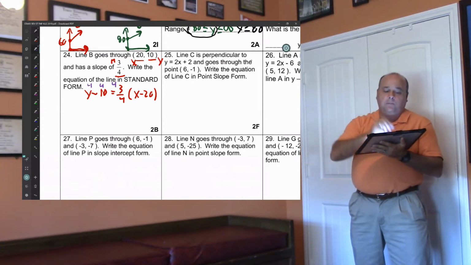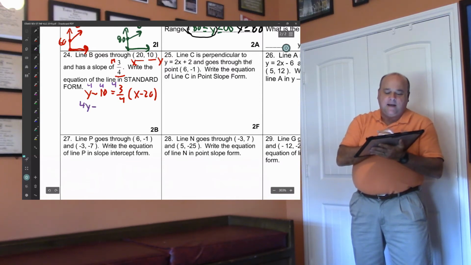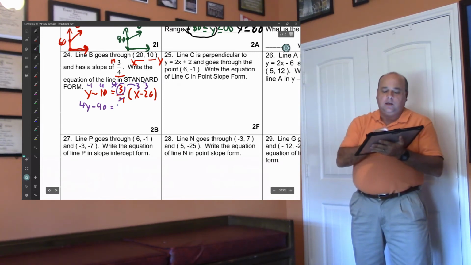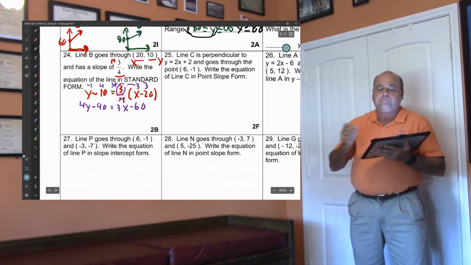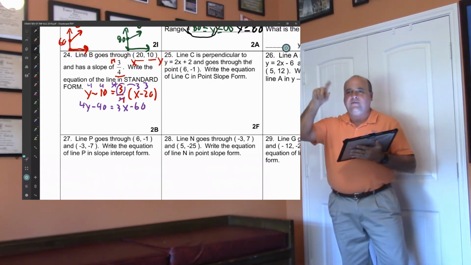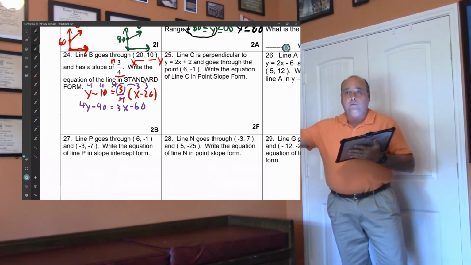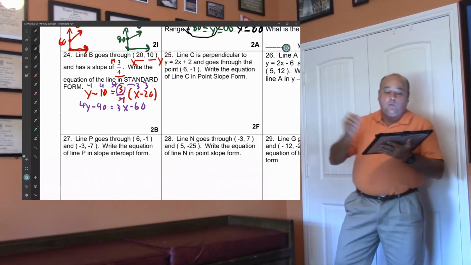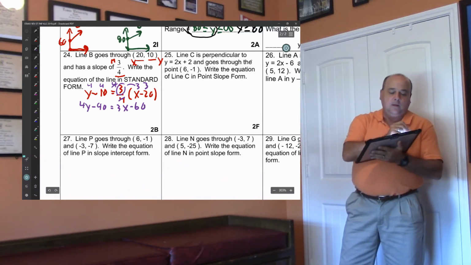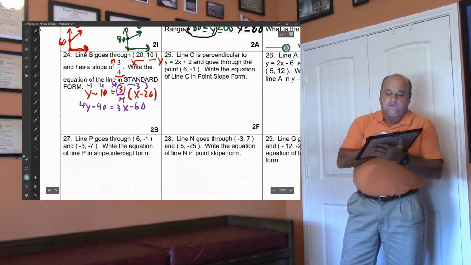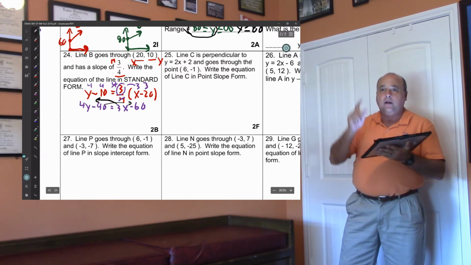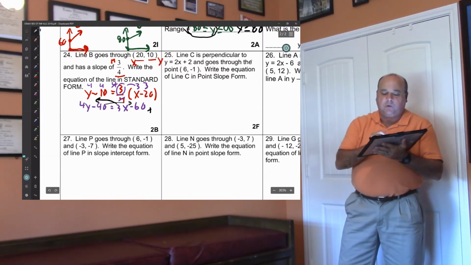Now then, I'm going to multiply. So 4y minus 40 equals, the 4's cancel out, and I'm going to bluebell truck that 3, aren't I? So I'll end up with 3x minus 60. So you multiply the y and the 10 by 4, the 3/4 and the 4's cancel out, and I'll bluebell truck the 3. Now then, I want this in standard form, don't I? So I need to move the 3x to the left, don't I? And I need to move that 40 over here, right? So the opposite of minus 40 is plus 40.